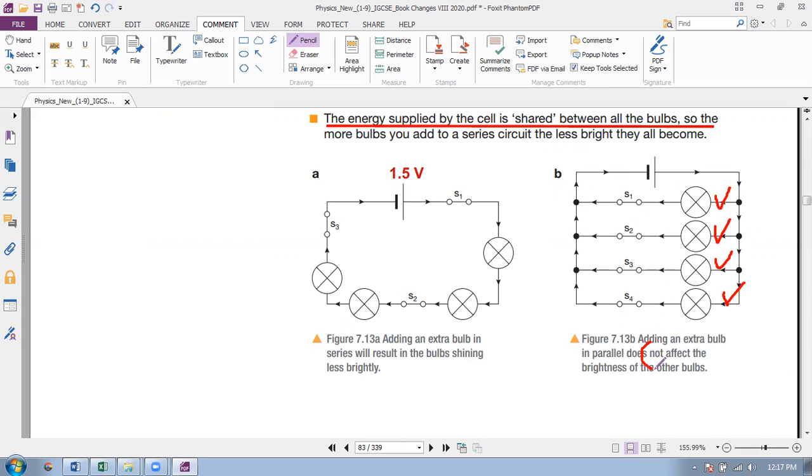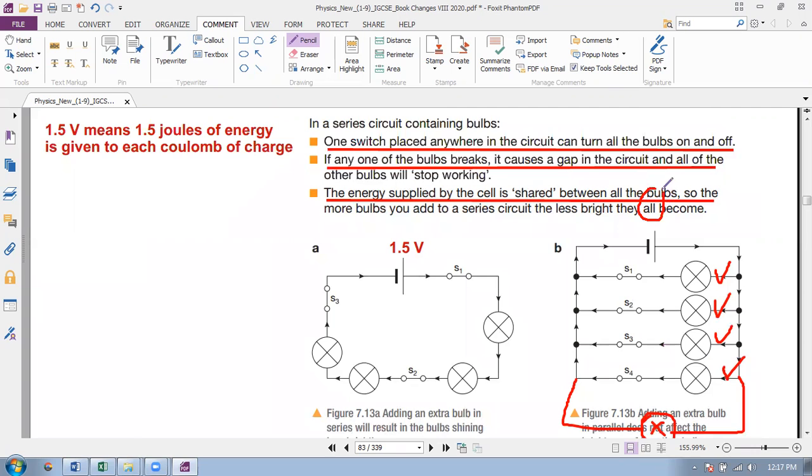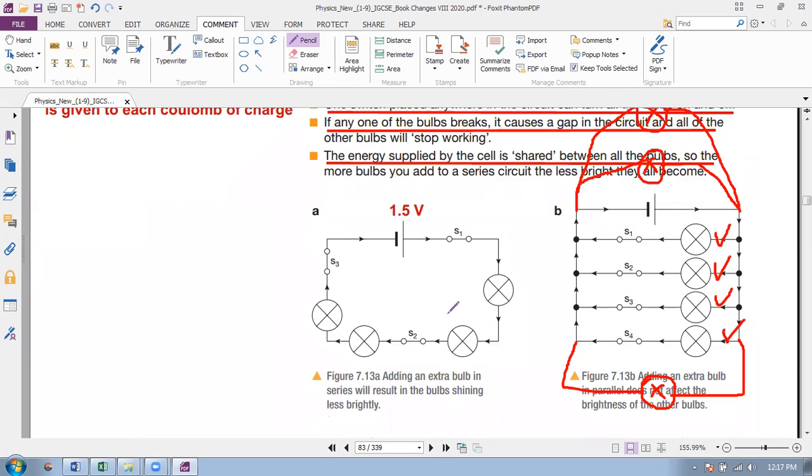If we connect another bulb here in parallel connection, it would also give similar brightness. We can connect other bulbs here. There is no problem. So they would give similar brightness. This is the advantage of parallel circuit.